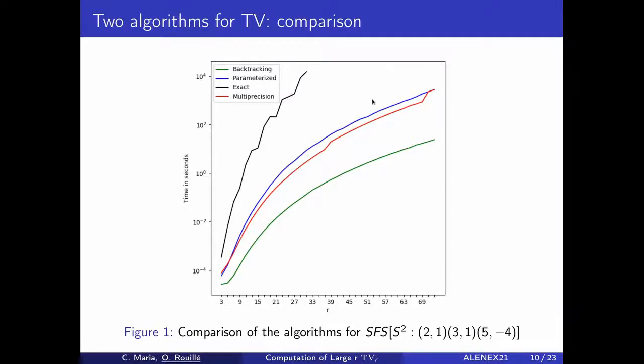And in blue is the parameterized one. To be noted here, usually the parameterized one is faster. This manifold was just bad for the parameterized algorithm. And we couldn't go any further in our computations because at this point, the parameterized algorithm was filling the 128 GB of our memory.